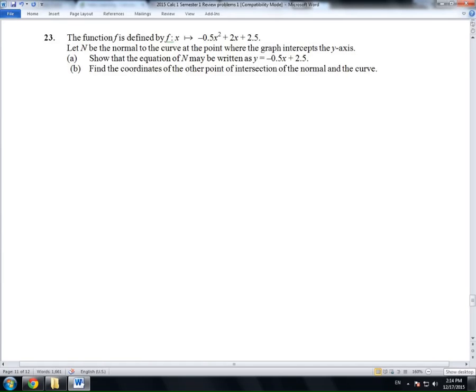Alright, so finally we have another quadratic function, and it says that there's going to be a normal to the curve at the y-intercept. So it just wants to show that the equation is this. It already gave us the equation. We just have to prove that that's going to be the equation of the normal.